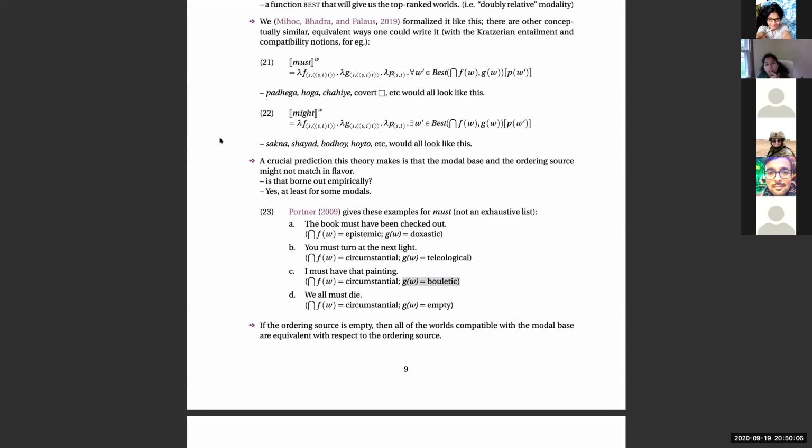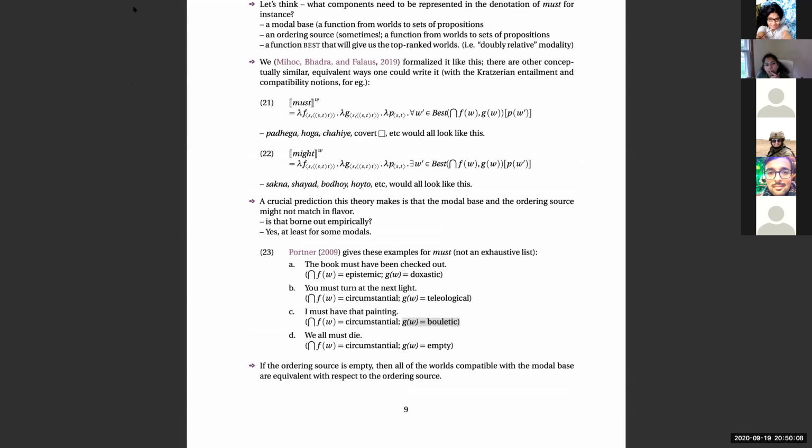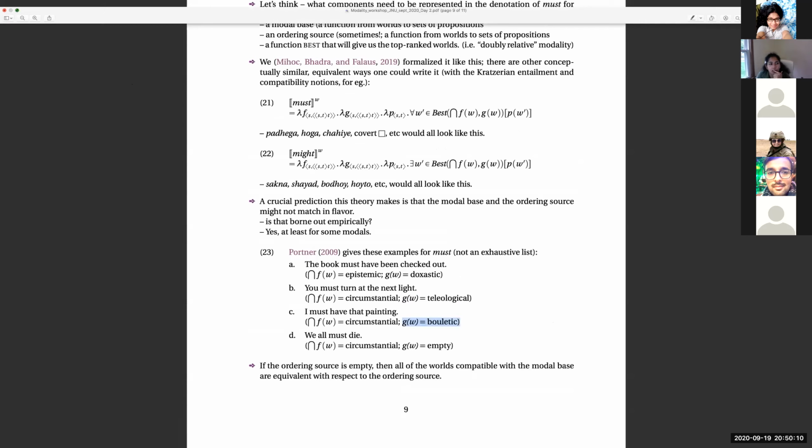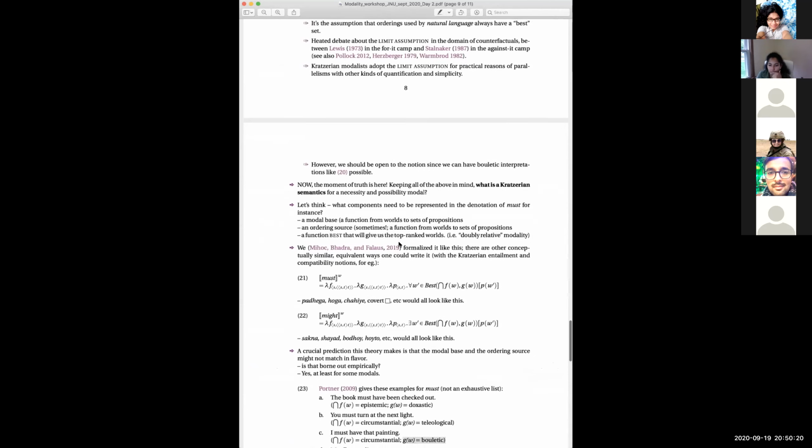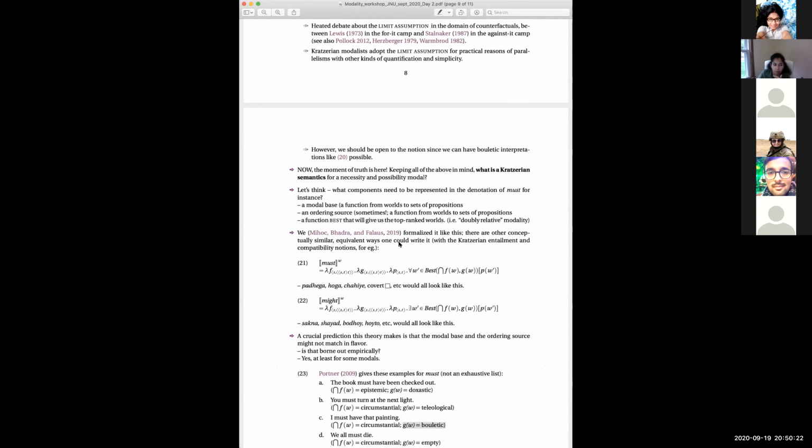Because we have the modal base and then we have the ordering source, right? These are the two ways where we are limiting the number of possible worlds where our proposition could hold.